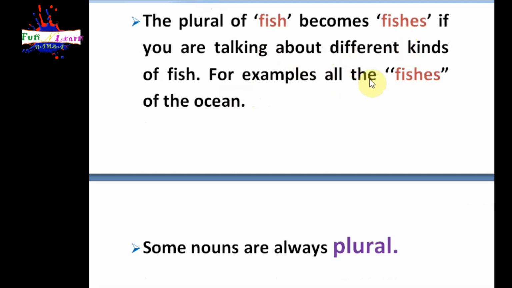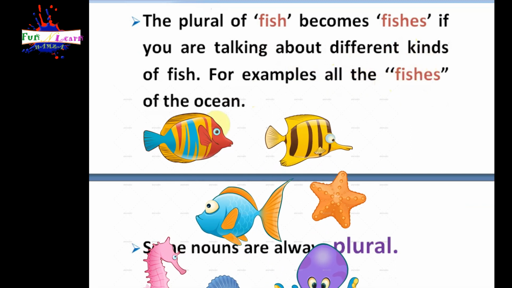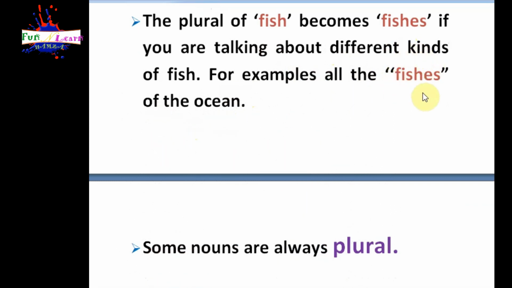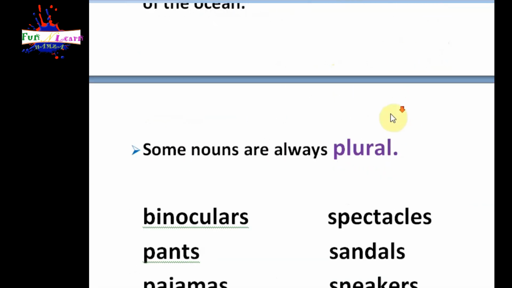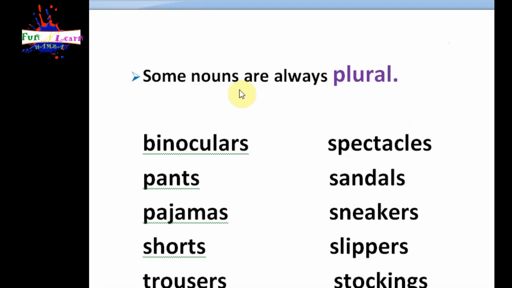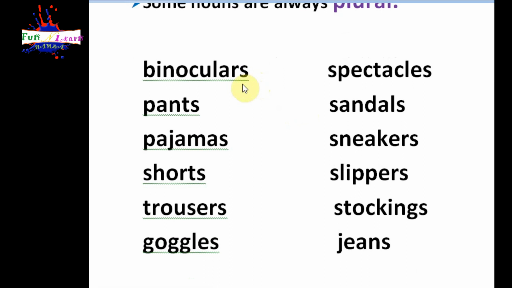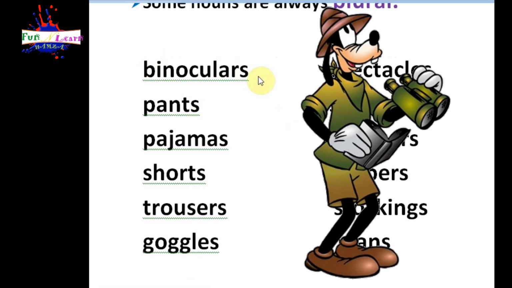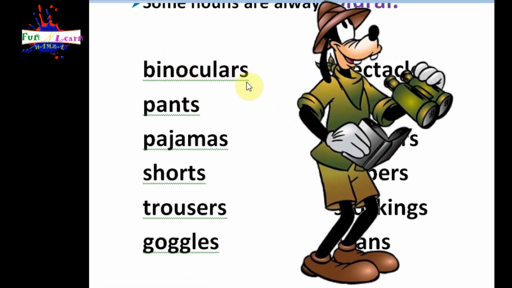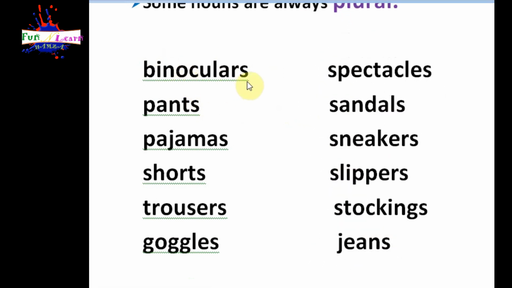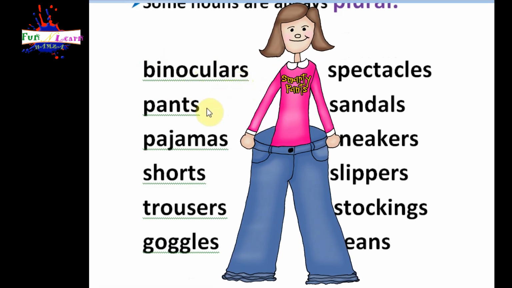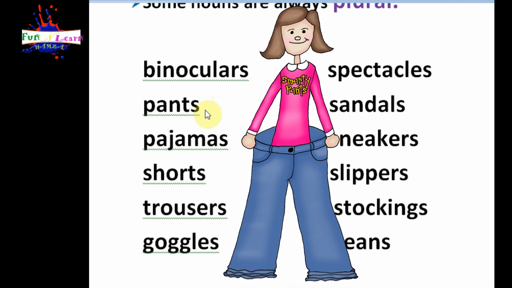For example, all the fishes of the ocean, because in the ocean there are many different kinds of fish. So obviously it will become fishes. Some nouns are always plural, like binoculars. You will never say binocular. Whenever you're talking about binoculars, singular or plural, you can say, like pants, a pair of pants, two pairs of pants. But remember, you will never say pant.